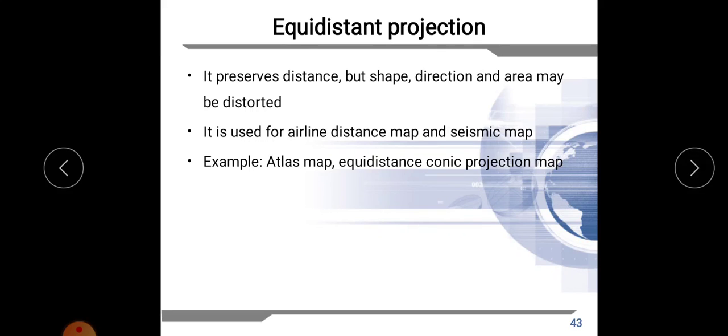Then the third type is equidistant projection. Here it preserves distance, but other parameters like shape, direction and area may be distorted. This type of map projection is used where distance is to be preserved, that is, it is used for airline distance maps and seismic maps. In these situations we have to preserve the distance. For example, atlas maps, equidistant conic projection map, etc.